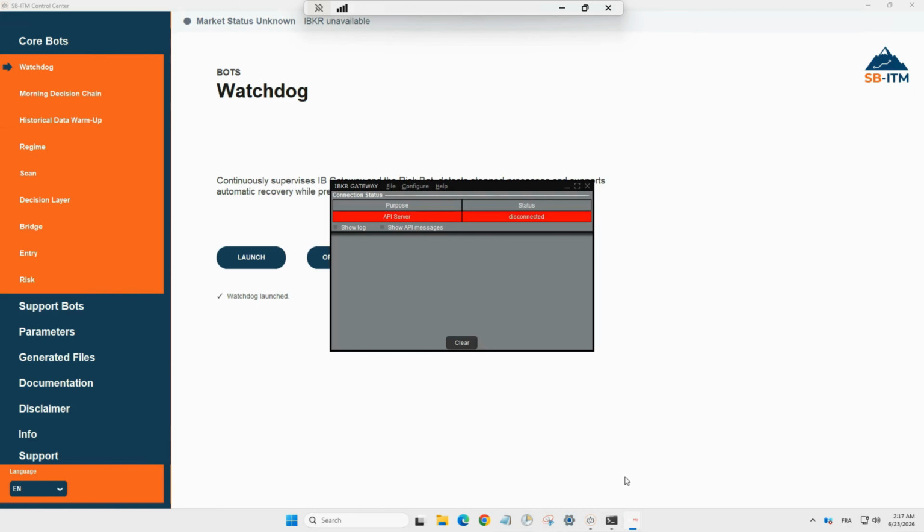For this reason, the command windows remain open during operation. They are part of the running ecosystem.